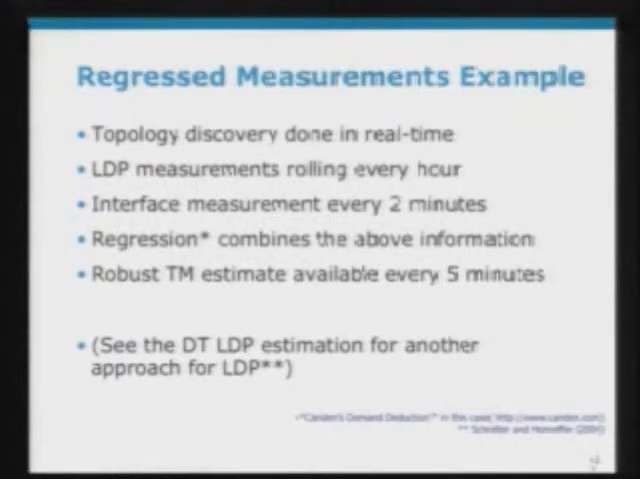One example, just to make that concrete: in one deployment, we have topology discovery done in near real time. It's keeping up with the events of the network. The LDP measurements are done every hour, and even that's pushing it. We could have done just as well with 4-hour measurements. It's a lot of load and strain on the routers, so you just don't have to do it that often. You collect the interface measurements every 2 minutes, but then using the mathematical procedure, you can combine the two pieces of information and get pretty robust traffic matrices that are available on a 5-minute by 5-minute basis.